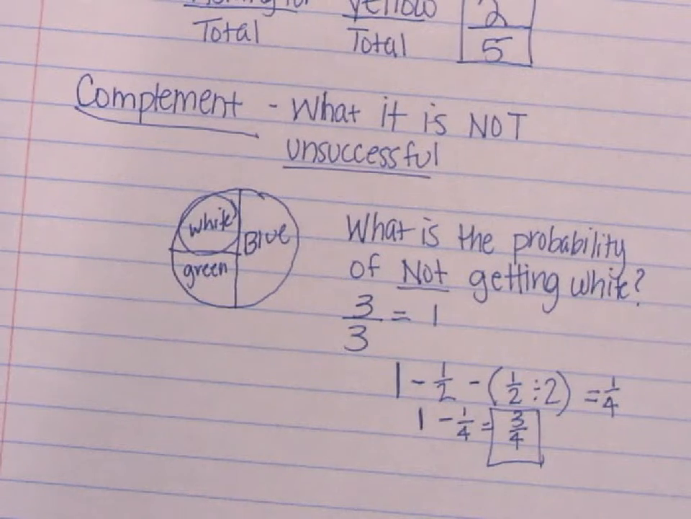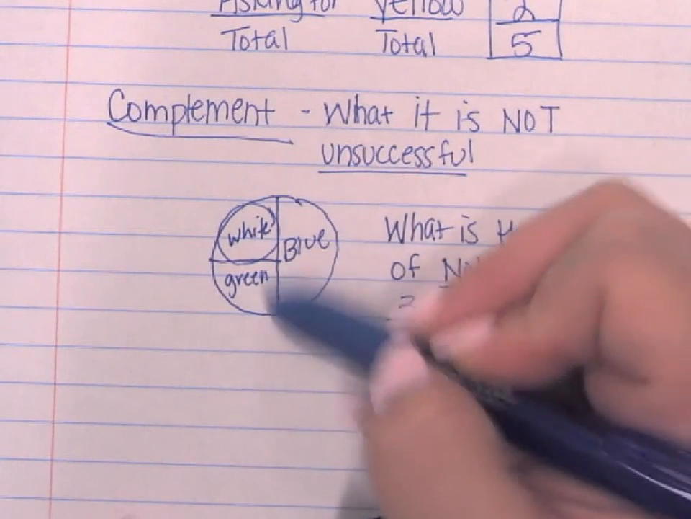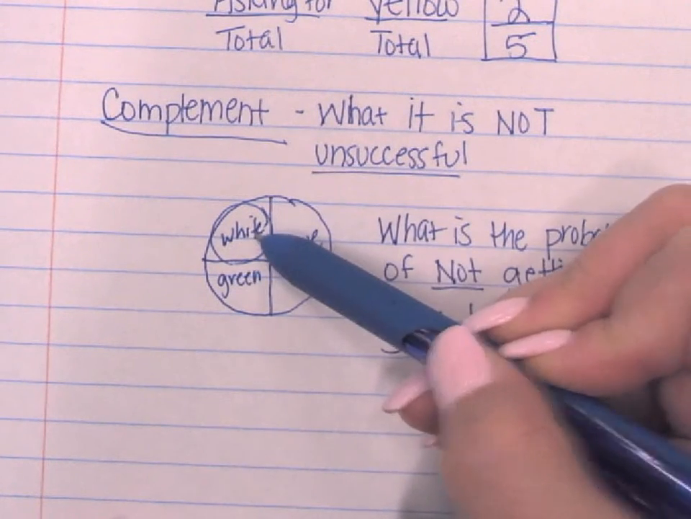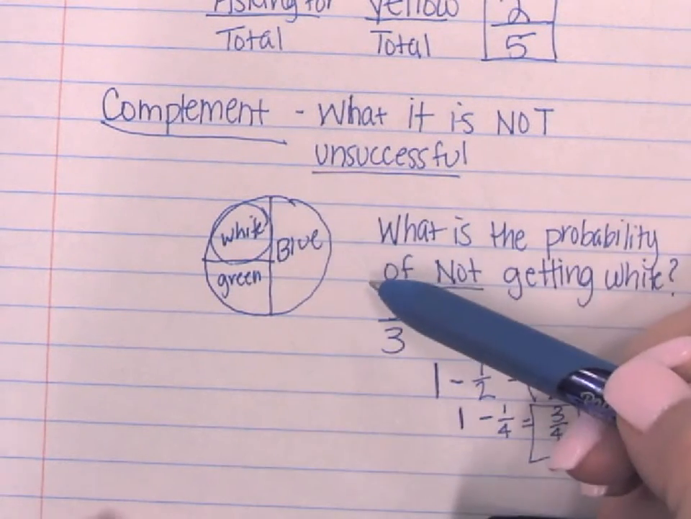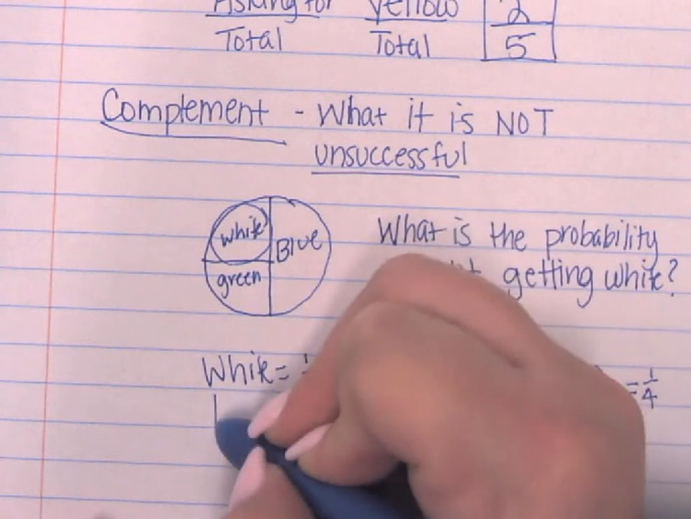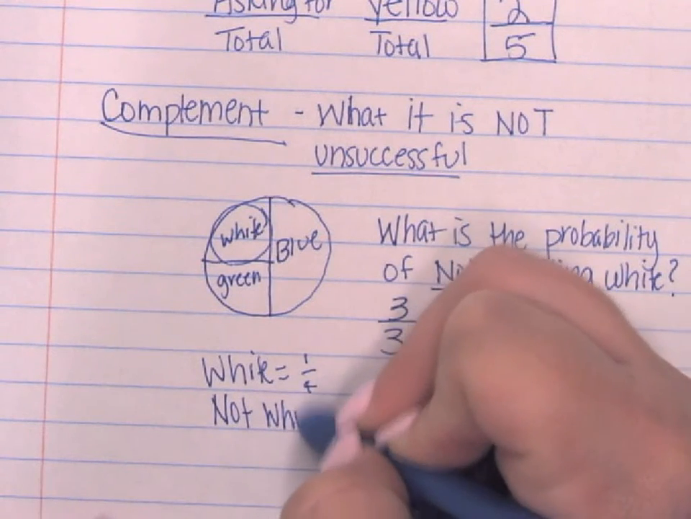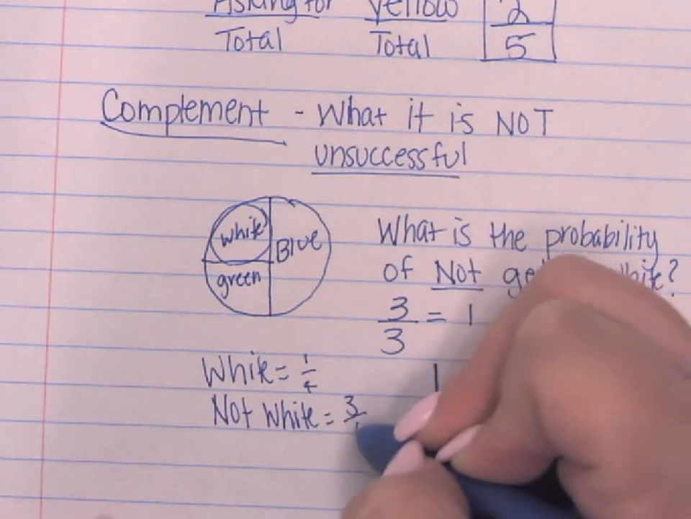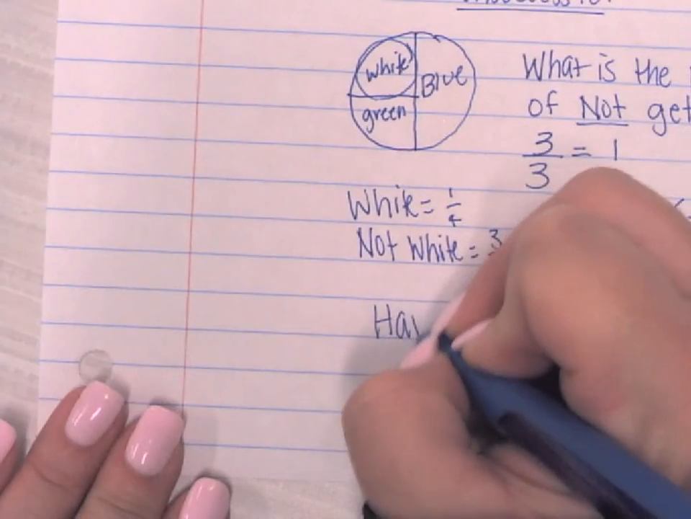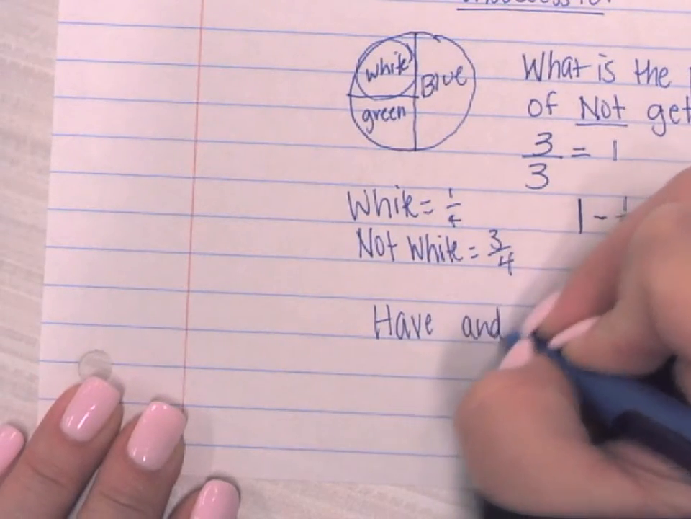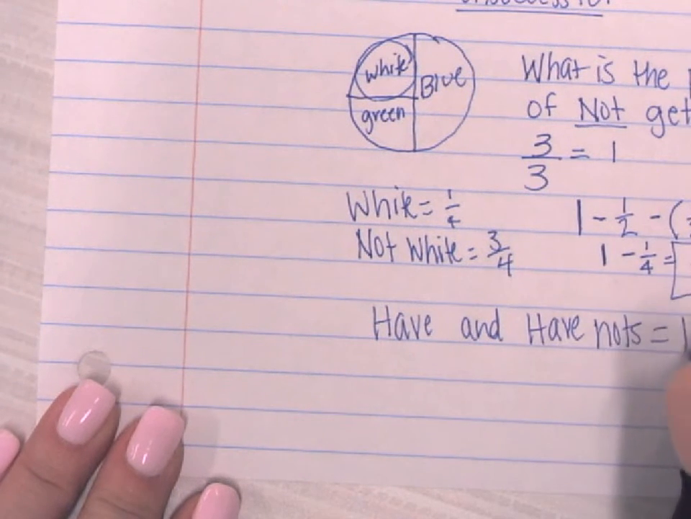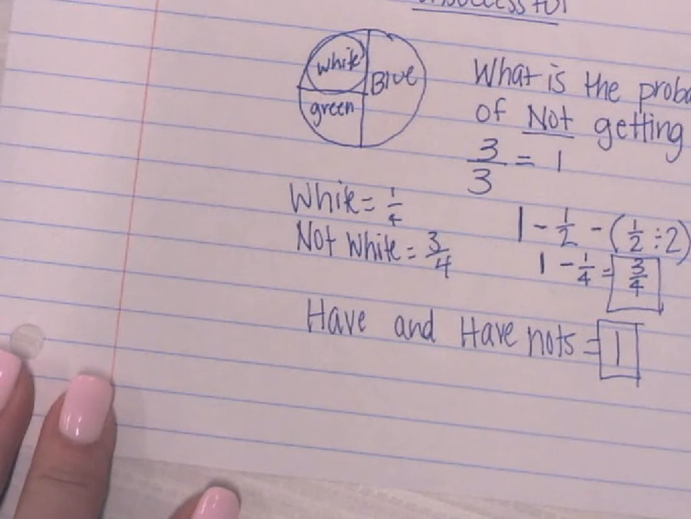Okay, 1/2 and 1/4 are not white. That means that white is 1/4, right? So not is the other one. White is equal to 1/4. Not white is 3/4. And you can double check yourself by the have and have nots, because they will equal 1. It has to equal 1 whole.